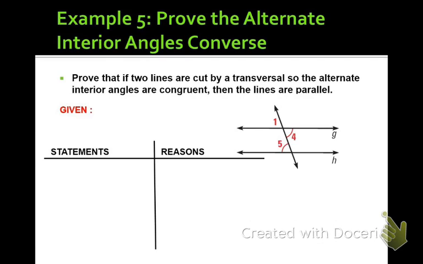All right, and then our proof. This one, you had some information left out of it. We want to prove that line G and line H are parallel, and what was supposed to have been given to you was that angle 4 was congruent to angle 5, which would make this a fairly short proof.